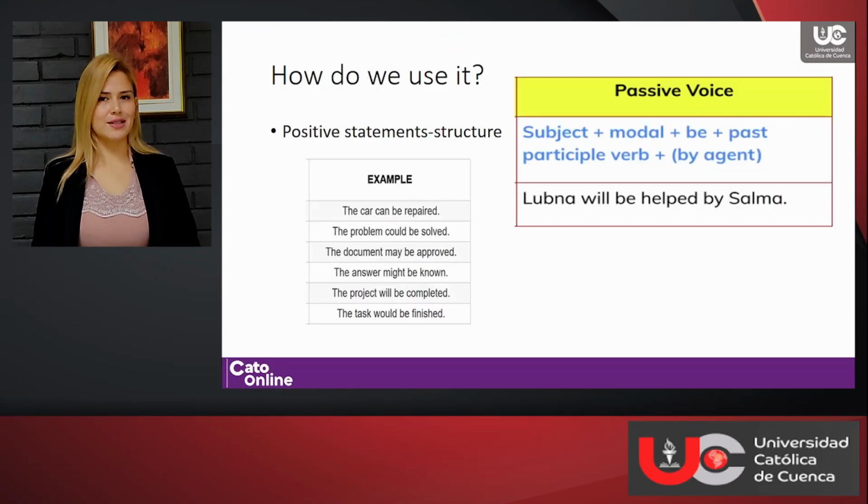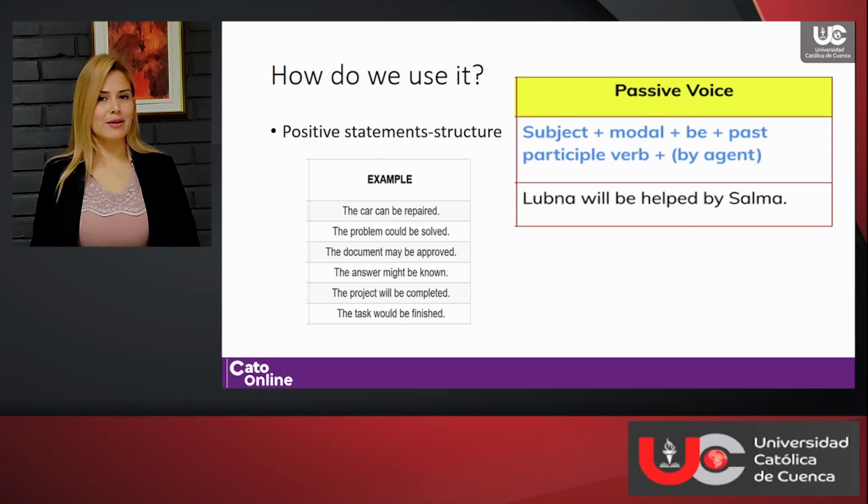How do we use it? Here we are going to analyze the structure. In passive voice, you use first the subject, then the modal, then the verb to be. After the verb to be, you have to use the verb in past participle, and the last part is the complement. Here I have some examples.